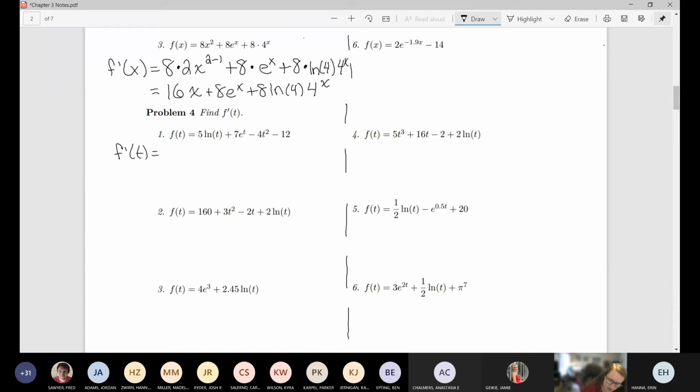So if I want to take the derivative here, derivative of 5 natural log of t, 5 comes along for the ride, times the derivative of the natural log of t, which is 1 over t. Add that to the derivative of 7e to the t. 7 comes along for the ride. What's the derivative of e to the t? It's e to the t.